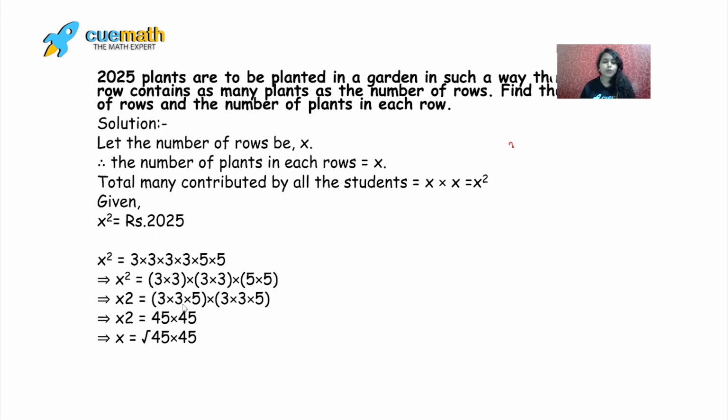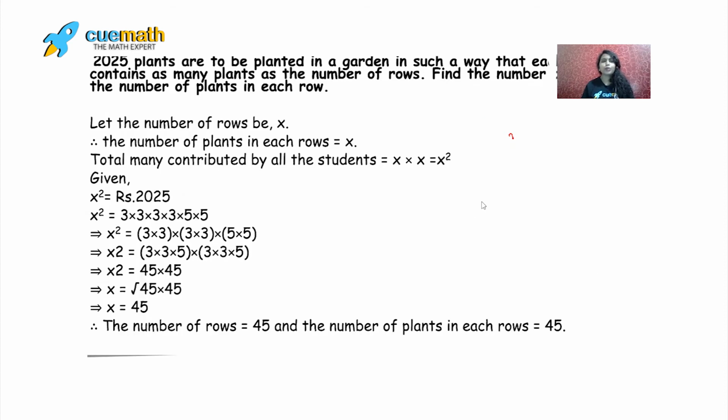So while grouping, what will happen? What do we get? We get 3 into 3 into 5. So what is 3 into 3 into 5? That's nothing but 45. So x will be equal to 45. And therefore, the number of rows will be equal to 45 and the number of plants in each row will be equal to 45. I hope this is clear now. Let's move to the next method.